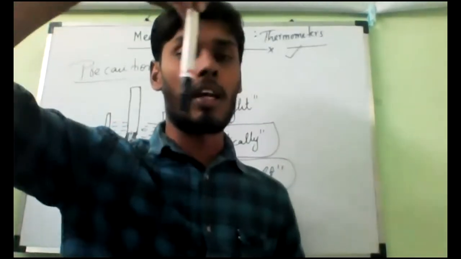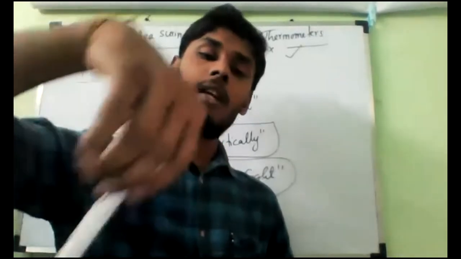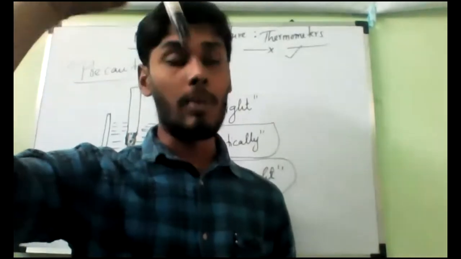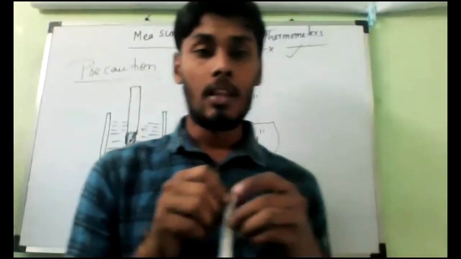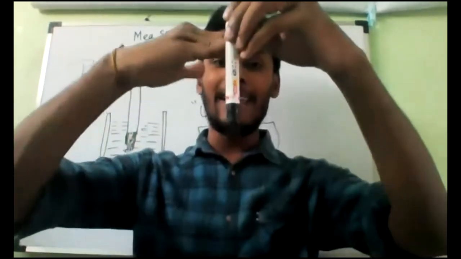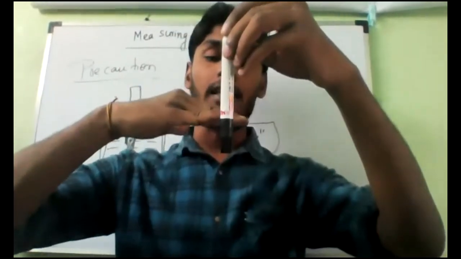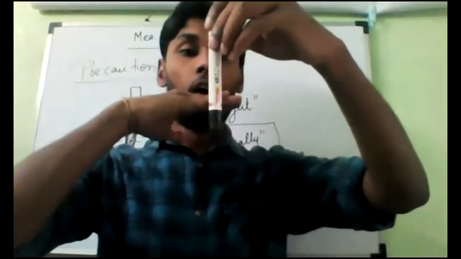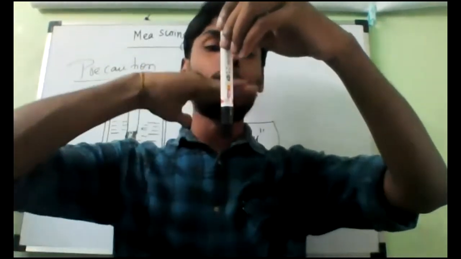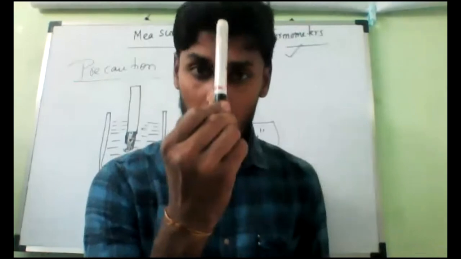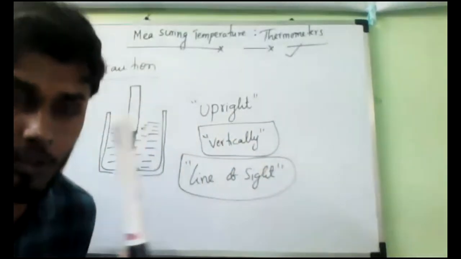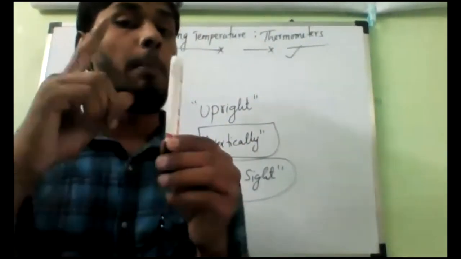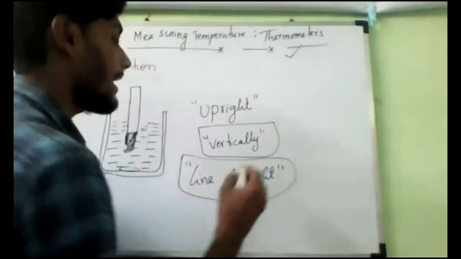The first four rules you followed correctly. Kept vertically, completely immersed inside, not touching the container, and you are measuring while in complete contact with the substance. But you should always look along the line of sight. You should not look from the side like this. Always look horizontally, level with your eye. From the side view, the temperature reading may vary because of parallax error.